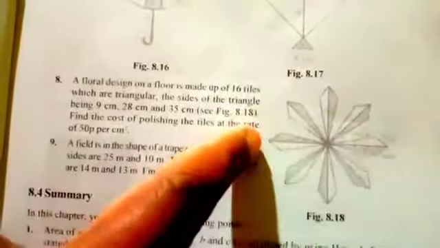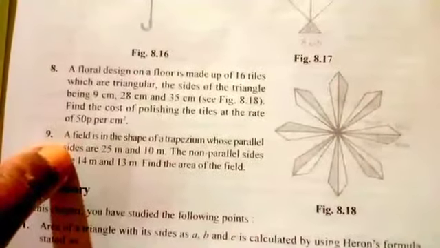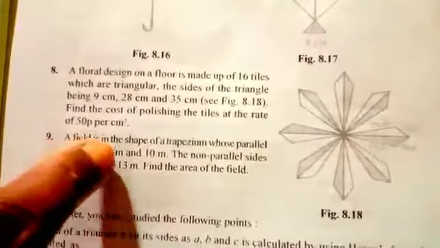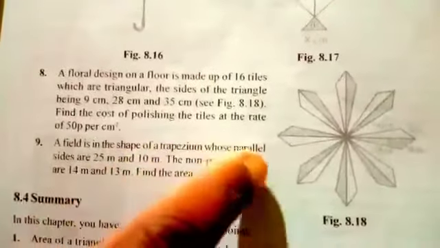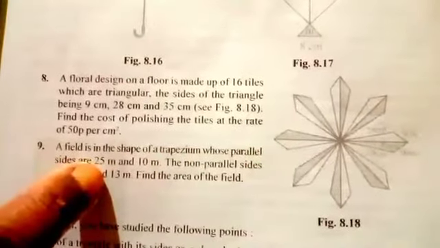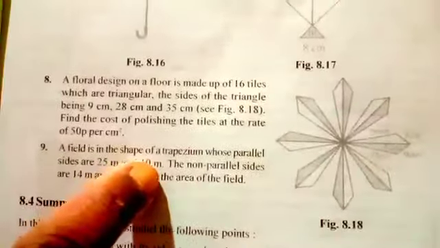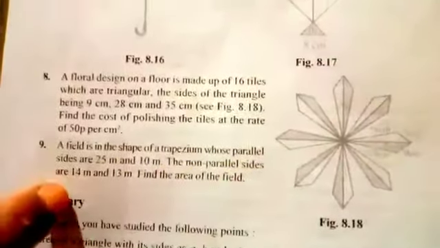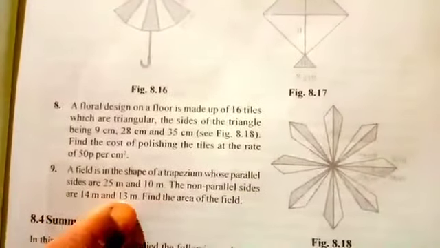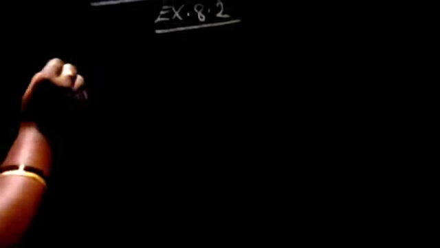Eighth question is your homework. This is the figure for 8th. 9th question now I will take. A field in the shape of trapezium whose parallel sides are 25 meter and 10 meter. The non-parallel sides are 14 meter and 13 meter. Find the area of the field. Trapezium they have given.